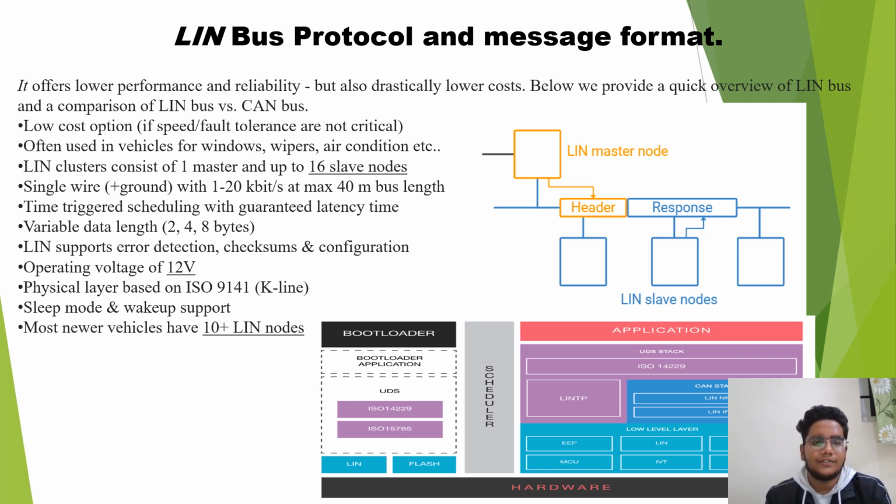A LIN cluster consists of one master and up to 16 slave nodes. Single wire with 1 to 20 kilobits per second at a maximum 40 m bus length. Time triggered scheduling with guaranteed latency time. Variable data length, that is 2, 4 and 8 bytes. Operating voltage of 12 volt. Physical layer based on ISO 9141.